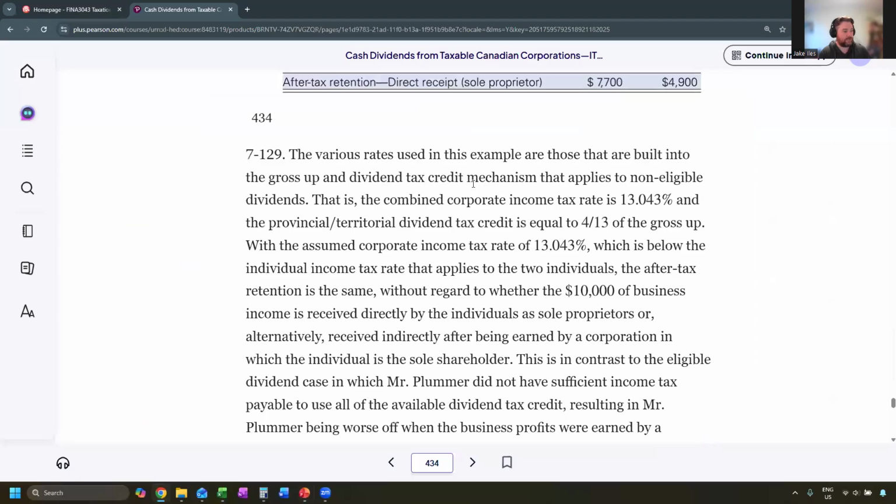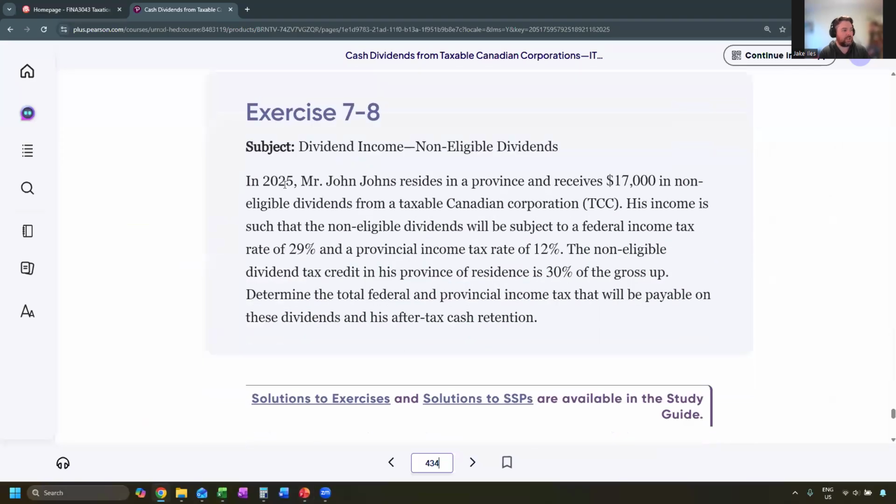For non-eligible dividends, in 2025, Mr. Johns resides in a province and he received $17,000 in non-eligible dividends from a Canadian corporation. His income is subject to a federal income tax rate of 29%, but the provincial tax rate this time is only 12%. So those combine to about a 41% combined taxes. The non-eligible dividend tax rate for the province is 30% of the gross up. What's the total federal income tax that will be payable, and what's the after-tax retention?